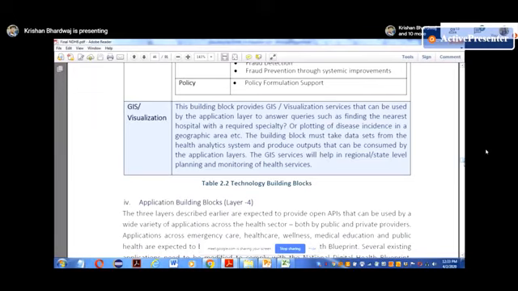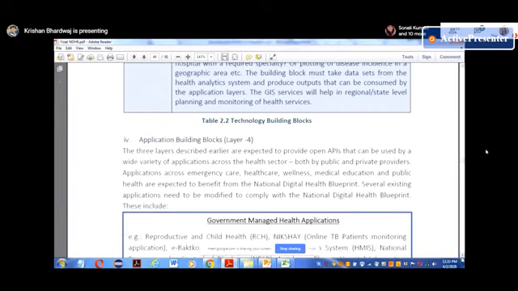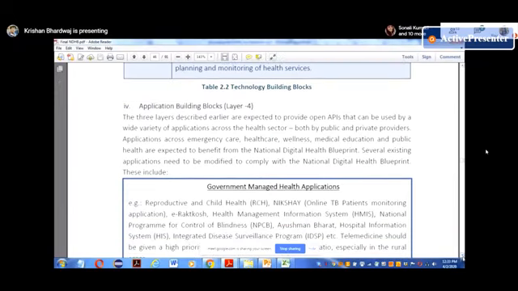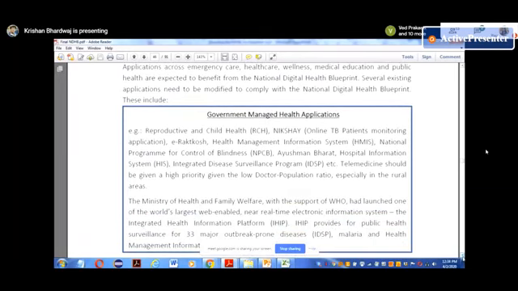So now, some things they mentioned: applications across emergency care, health care, wellness, medical education, public health, that is expected basically. And government-managed side applications, they are talking about RCH, Nikshay, HMIS, IDSP. And telemedicine should be given a high priority given the low doctor population issues. Some of the things they are talking about.